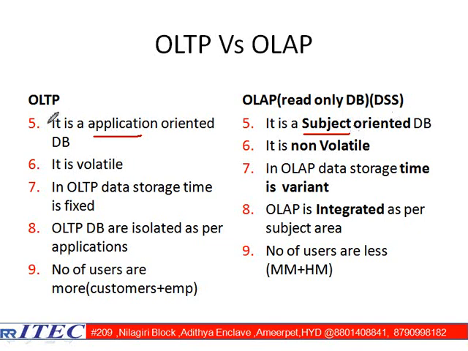Okay, I hope you people are clear about the fifth point. If people are clear about the fifth point, let us move on to the next one, the sixth one. It is volatile, it is non-volatile. Why is it called volatile? Why is it called non-volatile? You need to understand.